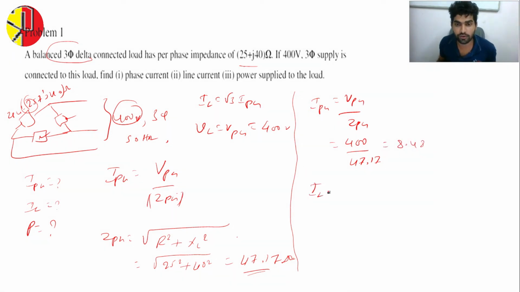IL is equal to root 3 I phase. How much will you get? Root 3 into 8.48. So we'll get IL is equal to 14.7, okay, 14.7.